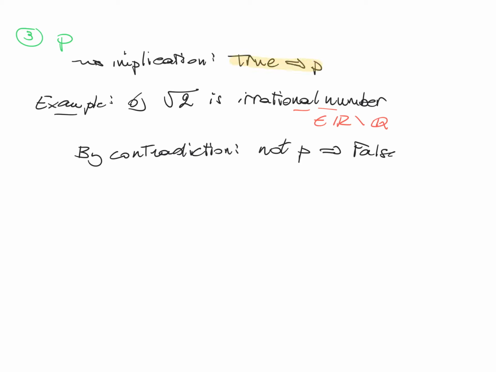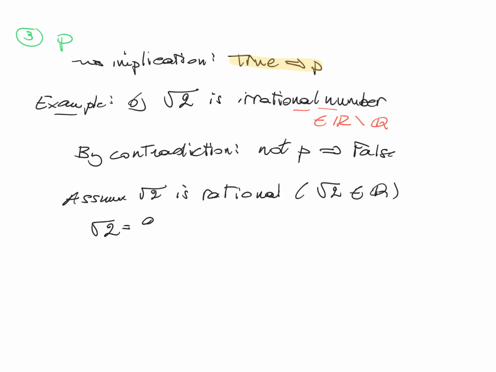If we do this for our statement, we assume that the square root of 2 is a rational number. So basically the root of 2 is in the set Q. And now we will show that there is a contradiction in this statement. If the root of 2 is rational, it means I can write it as a fraction a divided by b, where a and b both are integer numbers, so both are in Z, and a and b have no common divisors.